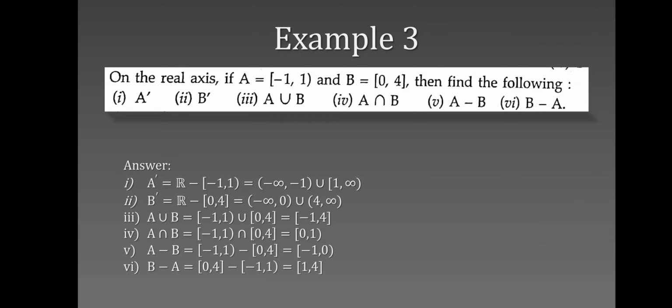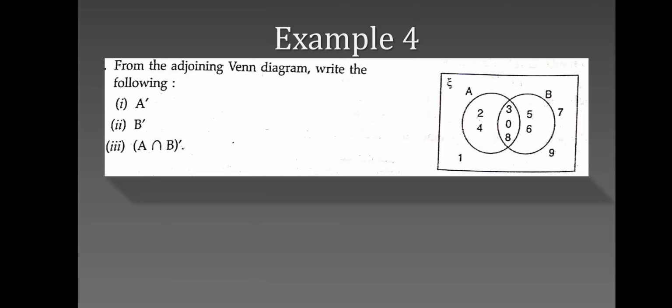Next, let us move to next problem. Problem number 4. From the adjoining Venn diagram, write the following. Now, here the sets are not given in the roster form or set builder form. You are given directly the Venn diagram. Now, from here, you have to write all this. Now, obviously, first understand what is set A. Here, set A is 2, 4, 3, 0, 8. So, this makes set A.